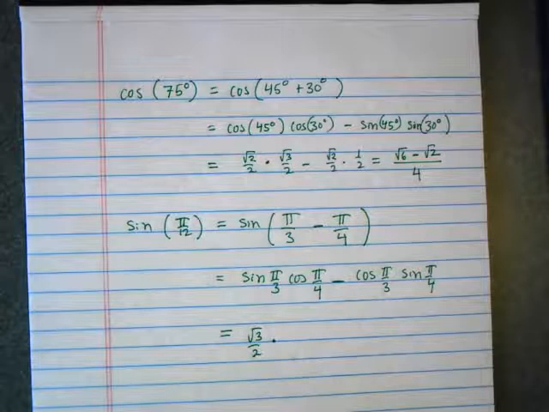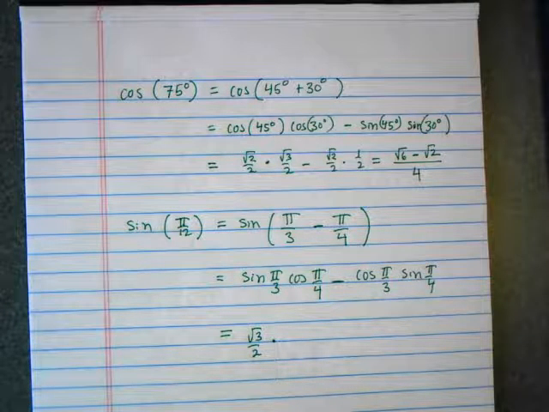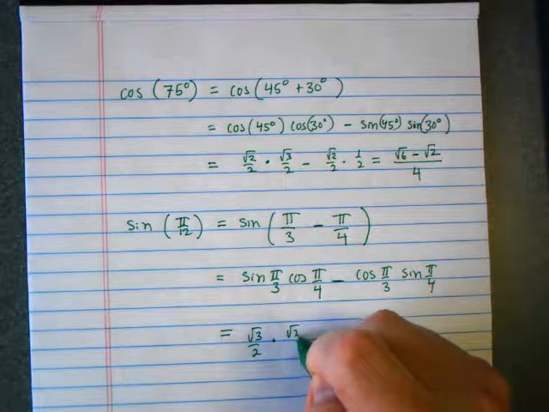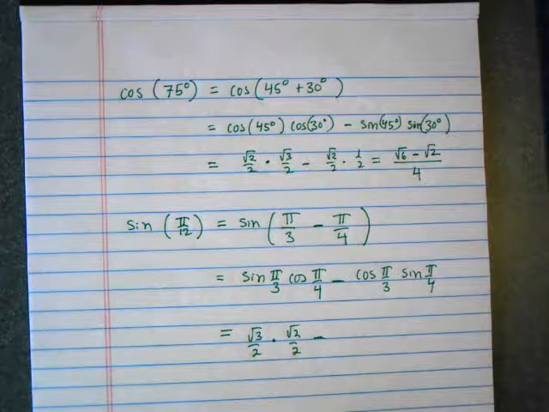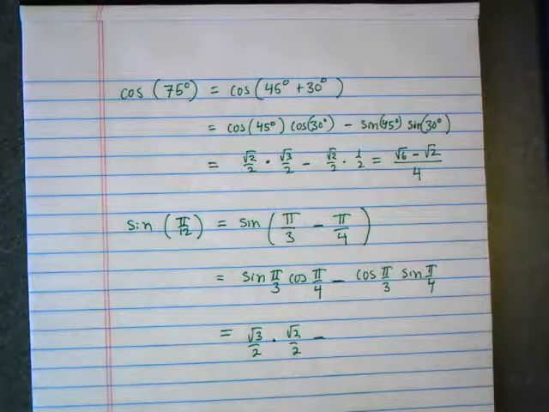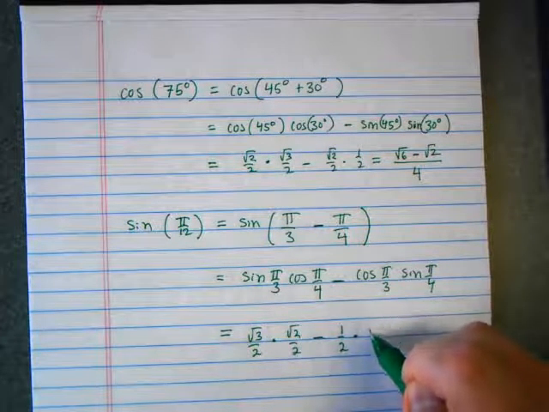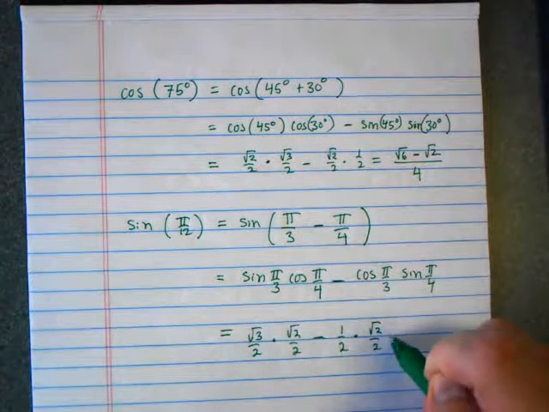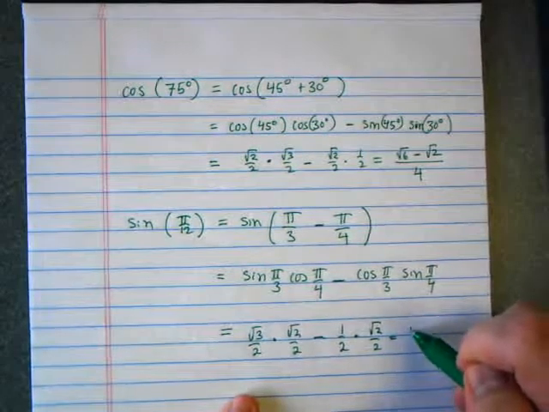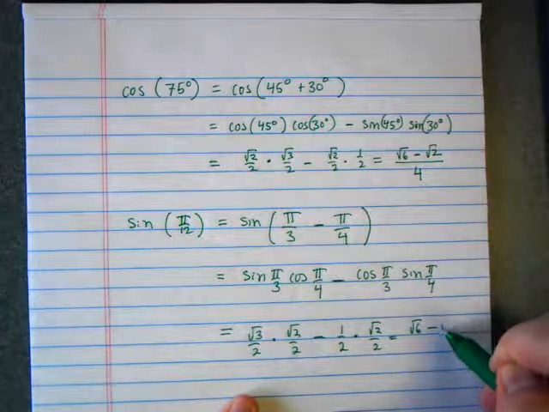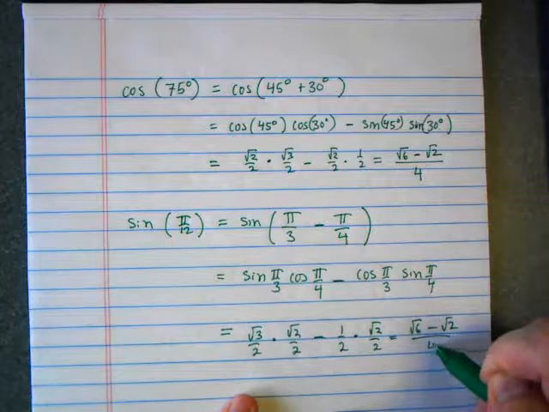Cosine of pi over 4. Square root of 2 over 2. Minus cosine of pi over 3. 1/2. Sine of pi over 4. Square root of 2 over 2. So we end up with square root of 6 minus square root of 2 all over 4.